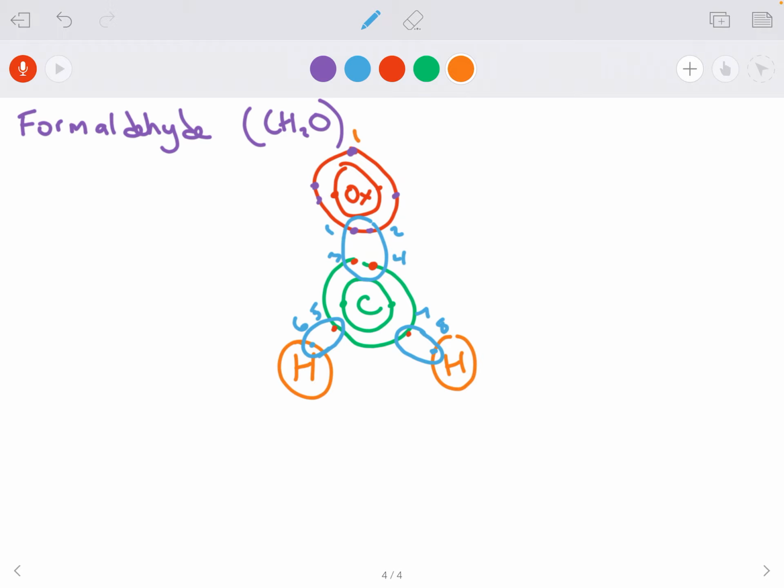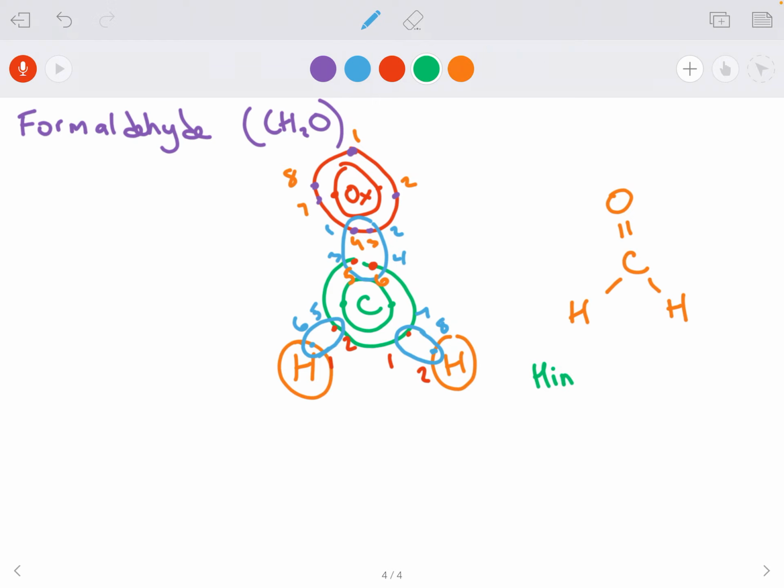And the oxygen has 1, 2, 3, 4, 5, 6, 7, 8 valence electrons. So it has filled its outer shell. Each hydrogen has 1, 2 valence electrons. So all the atoms are happy. They have filled their outer shell. So the line structure of this would be carbon double bonded to an oxygen and single bonded to 2 hydrogens.